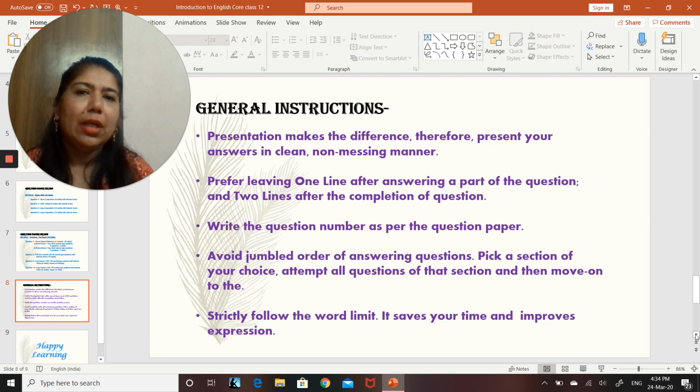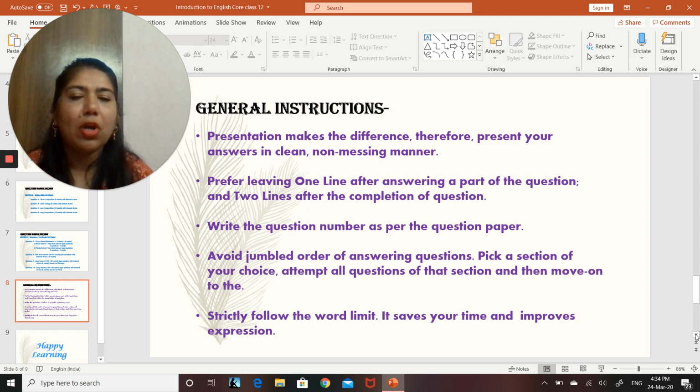Another suggestion, it hardly matters which section you begin with. Depending on your confidence level, depending on your comfort zone, you may begin with literature or writing or reading. There is no hard and fast rule for this. But yes, try attempting all the answers to that very section first before moving on to the next section. That's why it is really a suggestion that you write down your answers in proper order.